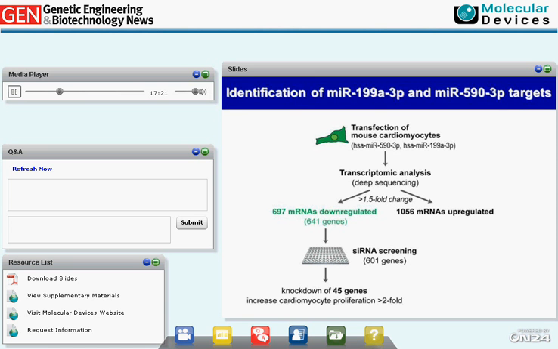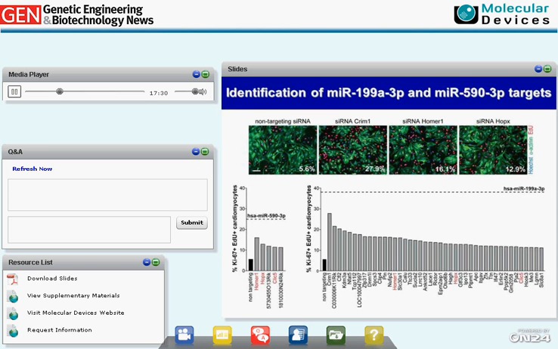By doing this, we identified 45 genes that, once knocked down, increased proliferation of the cardiomyocytes by more than twofold. But what was really interesting was that none of the siRNAs by themselves could lead to a proliferation similar to that induced by the microRNA. You can see here that several genes, once knocked down, increased proliferation by more than twofold. But the very strong effect that we see with the microRNA results from a combination of the silencing of more than one gene, because none of these knockdowns could reproduce the phenotype.